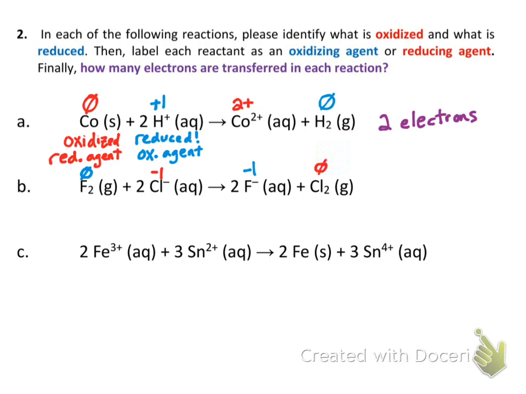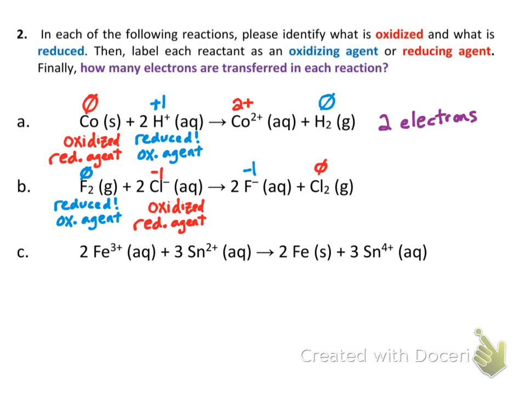So once again, we can identify what was reduced and what was oxidized. I'll start with what was reduced. The thing that went from a higher number to a lower number, well, that was our fluorine. So the fluorine, literally the number was reduced, and then that means that our chloride must have been what was oxidized, aka our reducing agent.